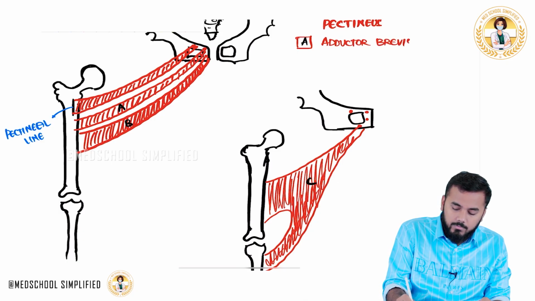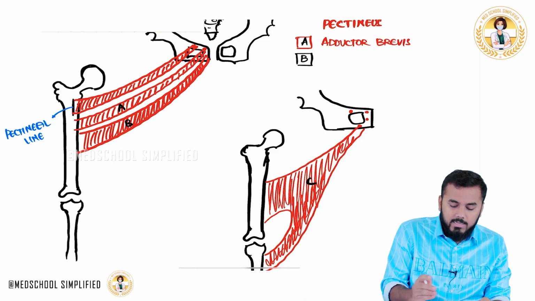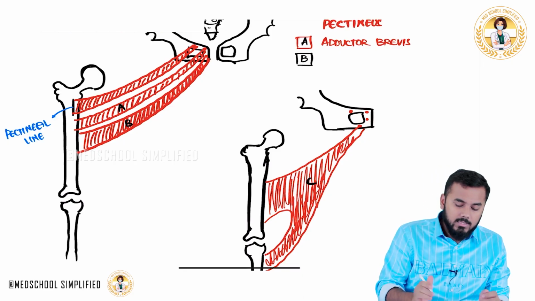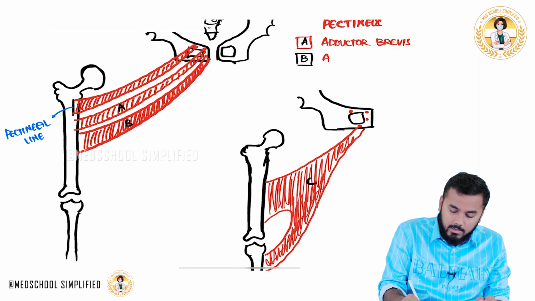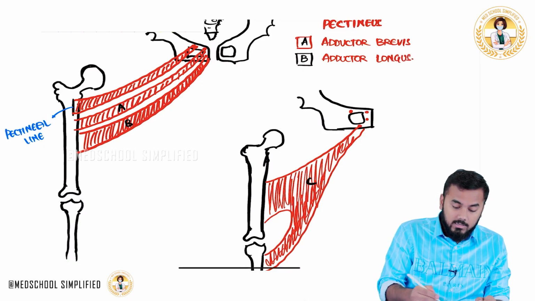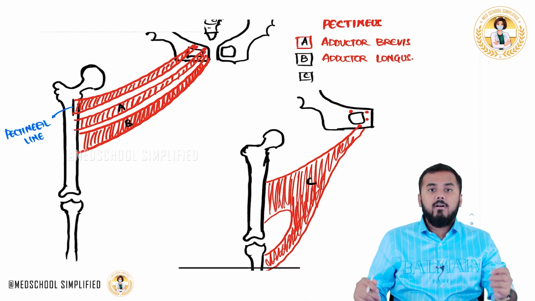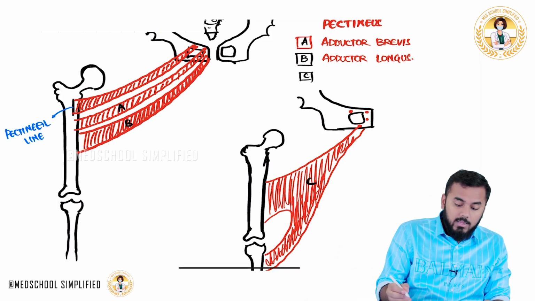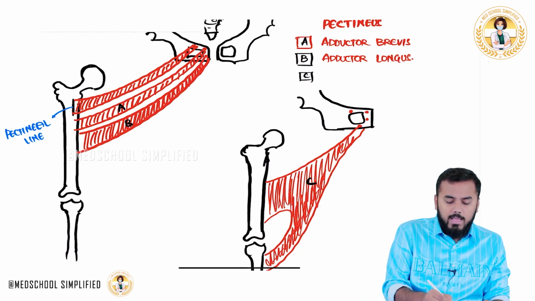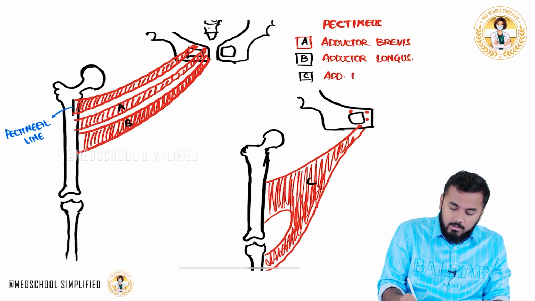brevis. Okay. Now in the same way, let us look at muscle B. Now muscle B is little bit larger and longer than this, right? So I call it as adductor longus. Adductor longus. Now compare A and B with the C. Now C is also doing a similar function, but this muscle is very large and vast, right? So that is why very large muscles you call as Magnus. So it is called as adductor Magnus.